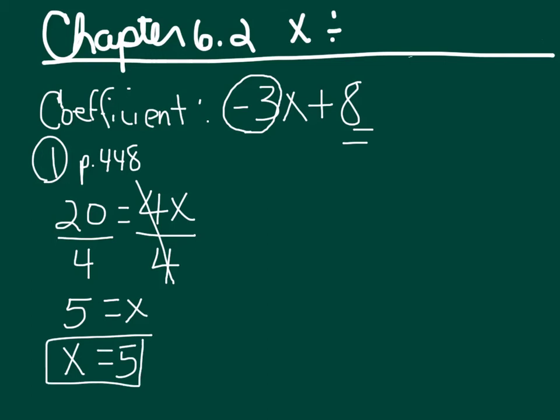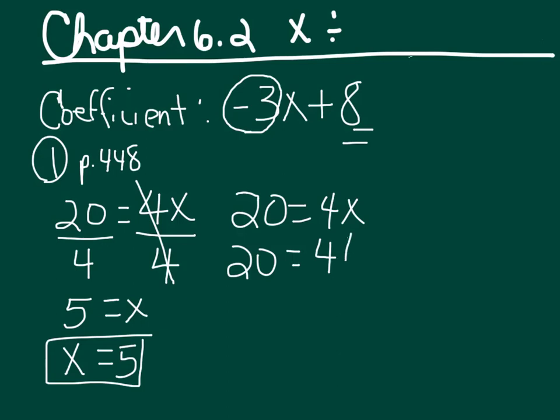And then it says you need to learn how to check it. So let's go through it. You write the original equation, 20 equals 4x. The second thing is you need to substitute in, and instead of x, we're going to put 5. It's going to be 4 times 5, because x is 5.